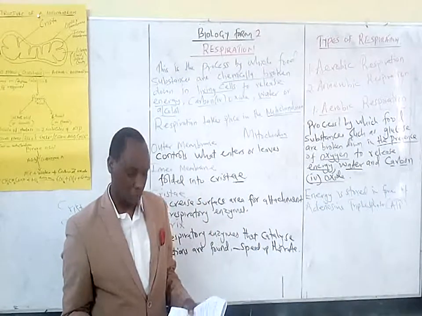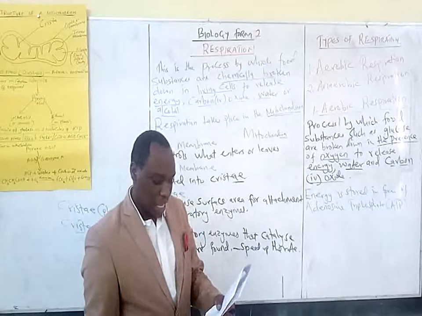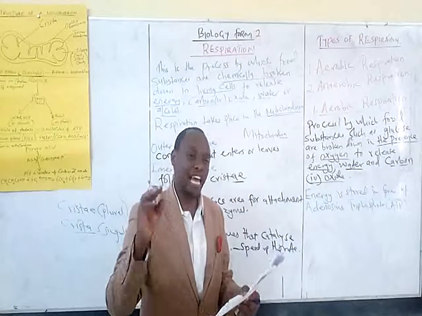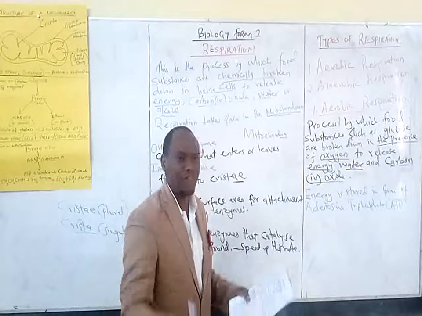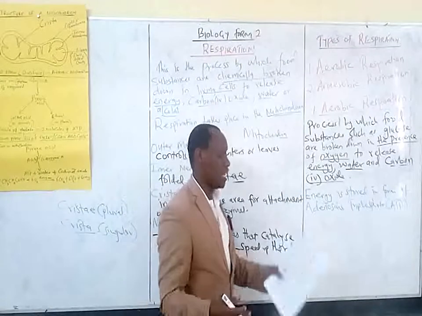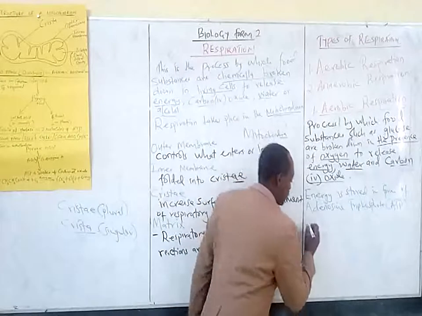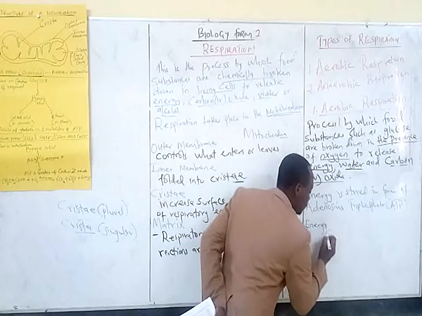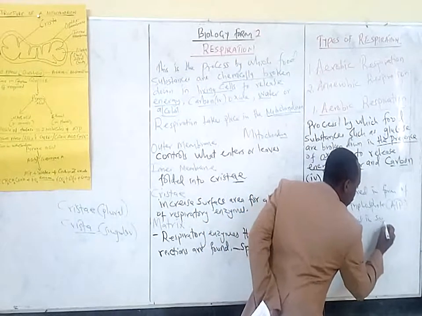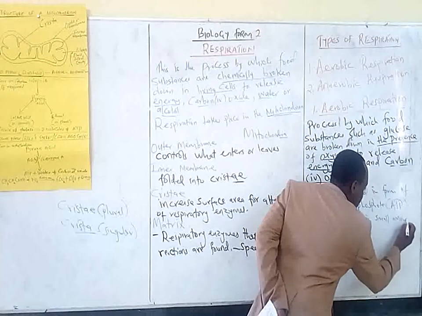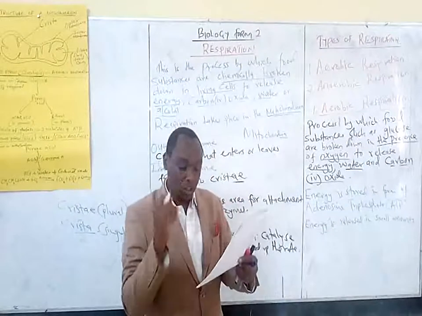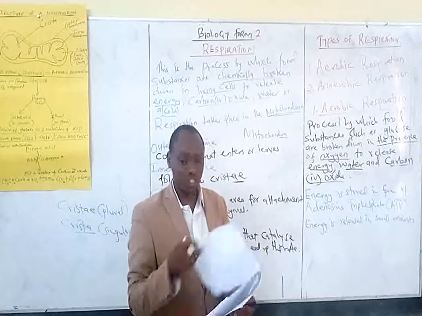It is important to note that this energy is released in small amounts. Why? It's because a lot of heat energy would burn the cells. If all the energy is produced at the same time, it can burn the cell. So this energy is always released in small amounts.